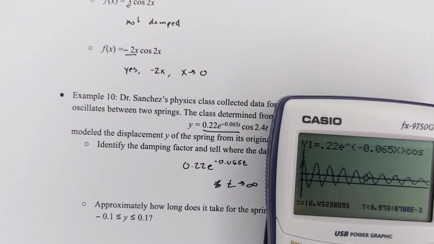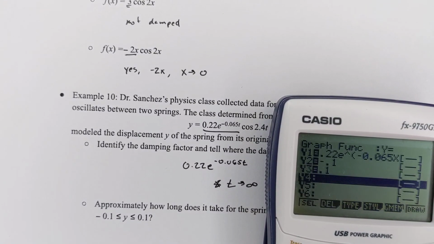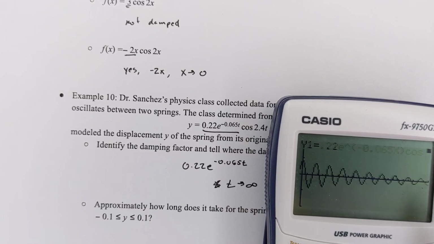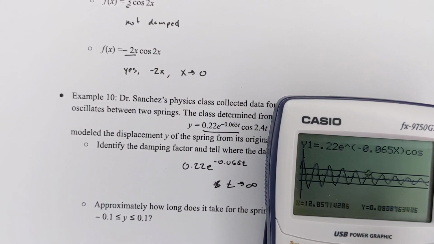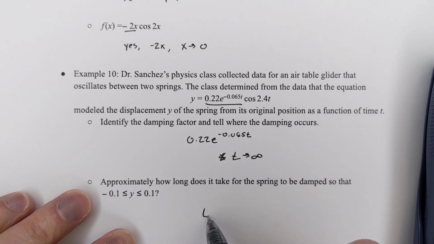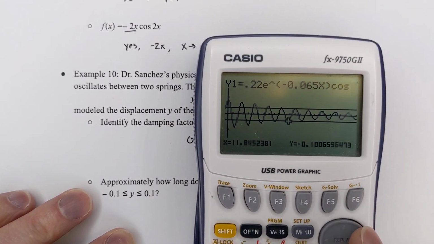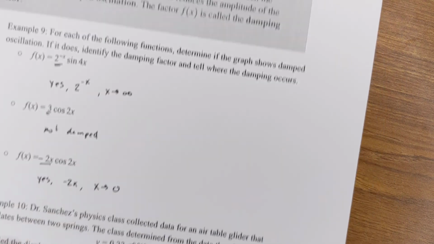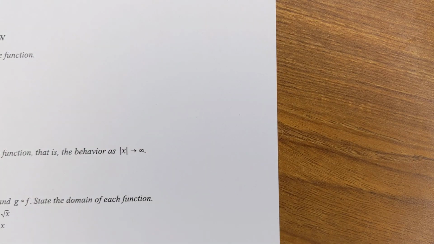So you could actually drop in the other one, the positive 0.1. So it has to stay above that line and below that one. So trace along the curve until you can find where it goes. About, no, there, 11.8 seconds. So you're looking at the graph there, staying between the two horizontal lines. You're just kind of approximating it. Alrighty, and that looks like the end of the section.